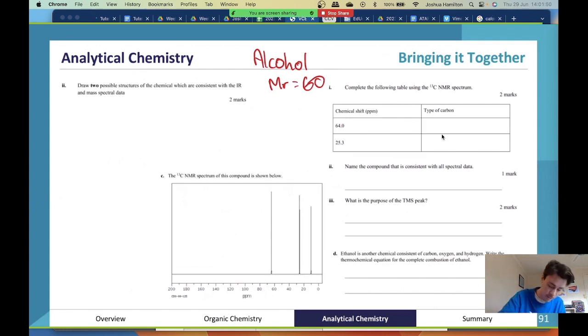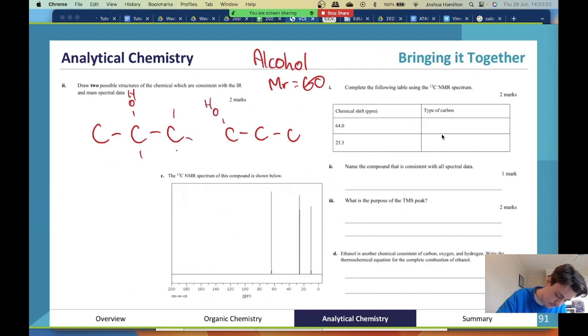So what are the 2 possibilities? Well, if I have 3 carbons, it's either an OH here, or it's an OH on the start. And then there's the other molecules. All right, moving on to C. So I've got propan-1-ol and propan-2-ol as my 2 options, by the way.